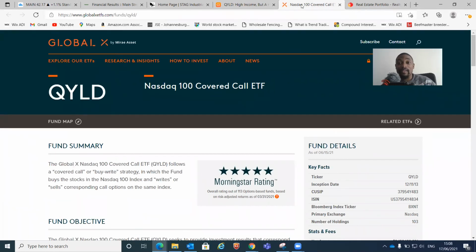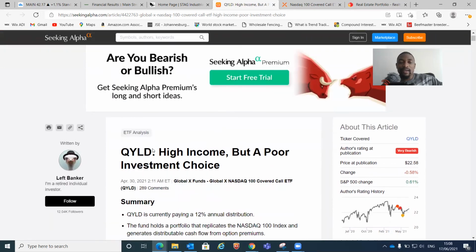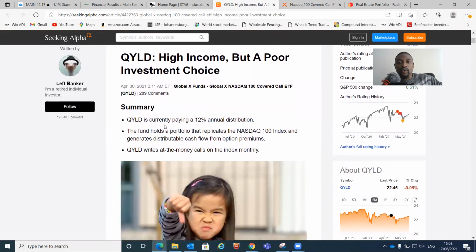As I was interested in this QYLD ETF, I wanted to check what kind of product it is. I dived deeper and did a bit of research. So I found this interesting article from Seeking Alpha. From this article, they are basically saying that yes, the ETF is high income, but it's a poor investment choice. So you can just Google Seeking Alpha and QYLD, then go through this article.